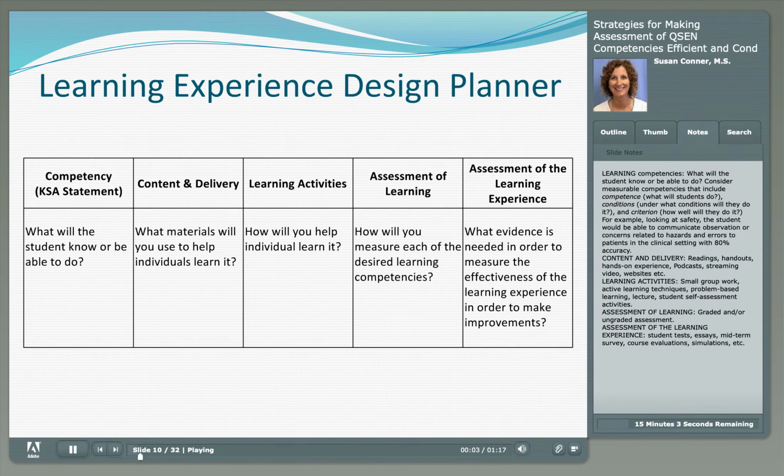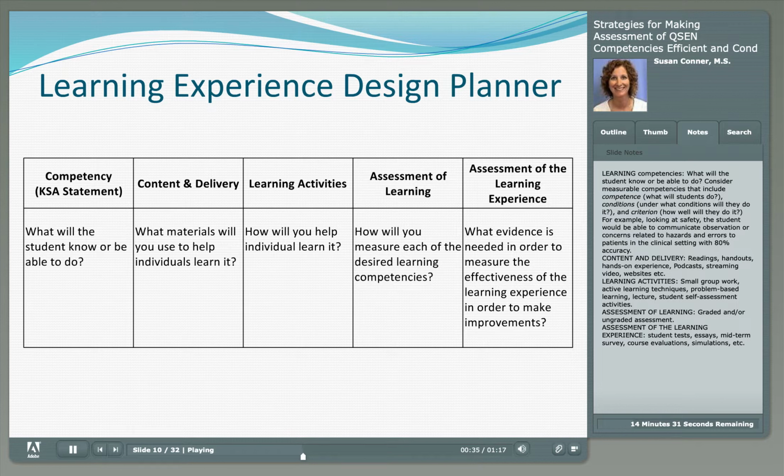Learning competencies: what will the student know or be able to do? Consider measurable competencies that include competence. What will the students do? Conditions: under what conditions will they do it? And criterion: how well will they do it? For example, looking at safety, the student would be able to communicate observations or concerns related to hazards and errors to patients in the clinical setting with 80% accuracy.